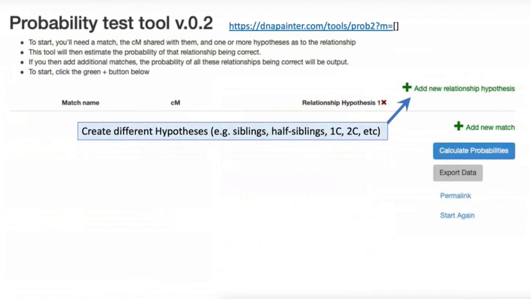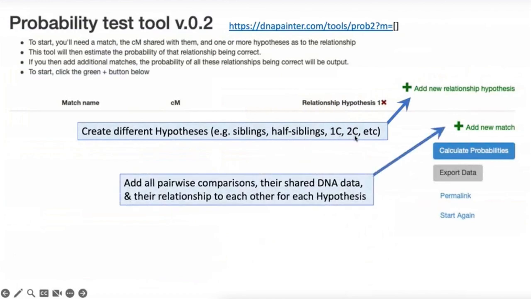What you can do is add new relationship hypotheses. In order to do that, you create different hypotheses. You hypothesize first that they're siblings, then you can add in half siblings, then first cousins, then second cousins. And you can add in a variety of different matches. You can do all pairwise comparisons, A versus B, A versus C, A versus D, B versus C, B versus D, and so on, with as many letters of the alphabet as you want.